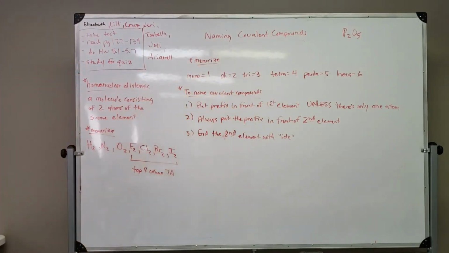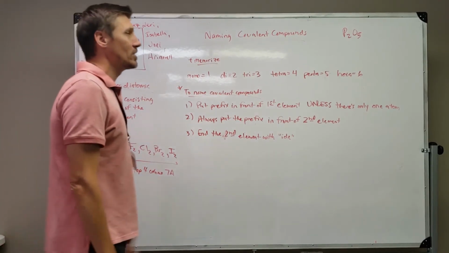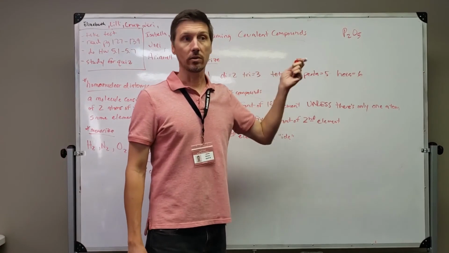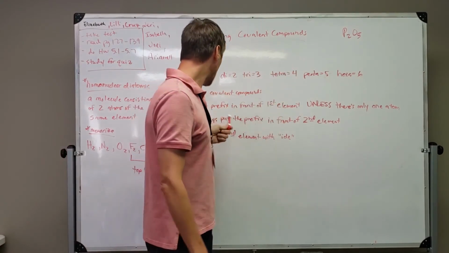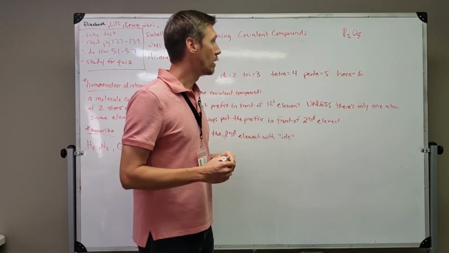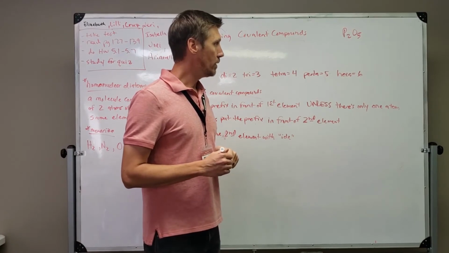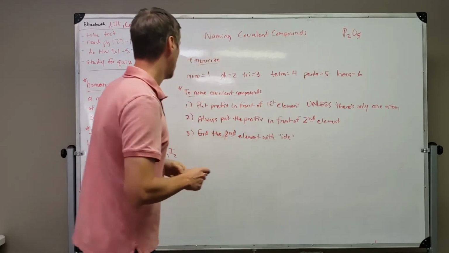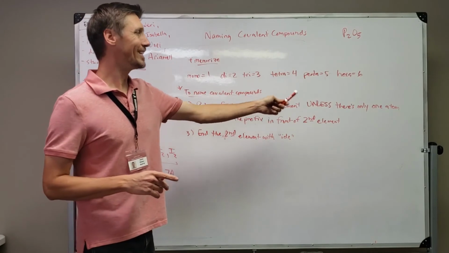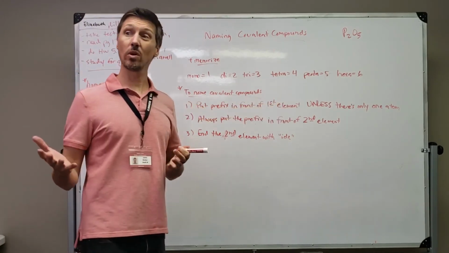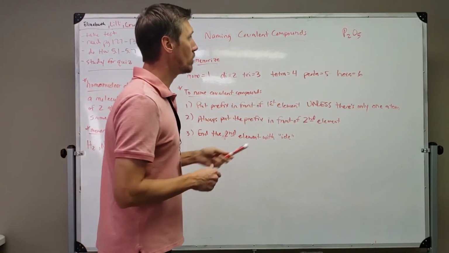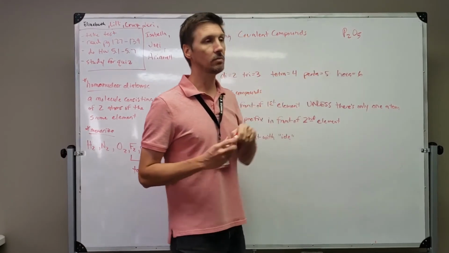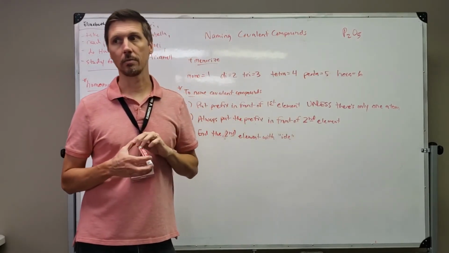P is in which column? The fifth column, 5A, it's blue, it's a nonmetal. So this is clearly a covalent compound, no metals in it. So I'm following these naming conventions. The first one: put a prefix in front of the first element unless there's only one atom. There's more than one atom, there are two. So what would the naming convention be for the first element in this compound?